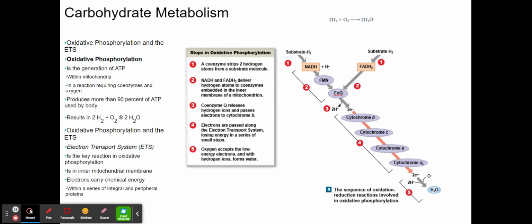Oxidative phosphorylation is the generation of ATP within the mitochondria in a reaction sequence that requires coenzymes and consumes oxygen. The process produces more than 90% of the ATP used by body cells. The key reactions take place in the electron transport system, or the ETS, which is a series of integral and peripheral proteins in the inner mitochondrial membrane. The basis of oxidative phosphorylation is the formation of water, which is a very simple reaction. 2 hydrogen atoms plus oxygen equals 2H2O.